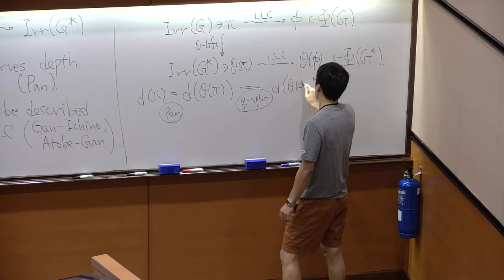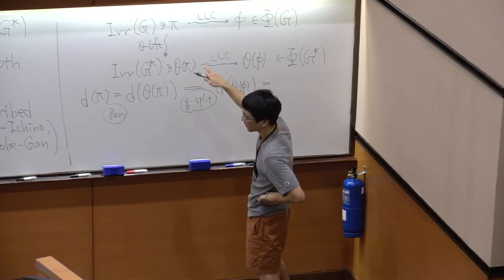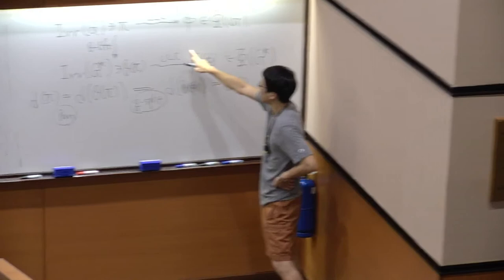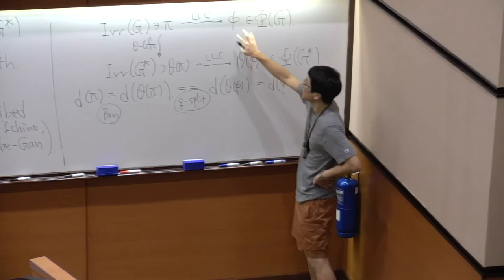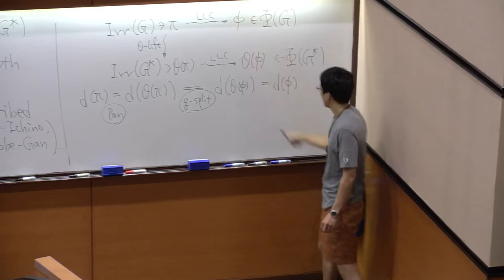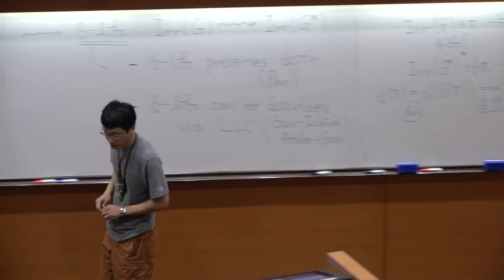And finally, by using a description of theta lift by LLC, we can show that the depth of theta pi is equal to the depth of phi. More precisely, I think in this case, the L parameter of this theta lift can be written as a quadratic twist of this L parameter by a quadratic character. So in particular, we can say that the depth of this parameter is equal to that of phi. And this completes the proof. That's all. I stop here. Thank you very much.